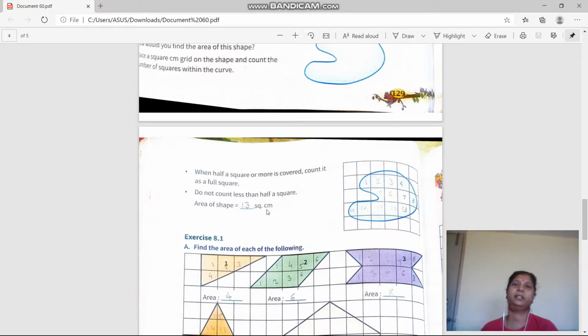So we have to write here 13 square centimeter. Everyone understand how to calculate the area of shapes which are made up of lines and which have irregular shape. So let's start exercise 8.1. One more thing, exercise 8.1 you have to solve only in the book, don't solve in the CW copy.